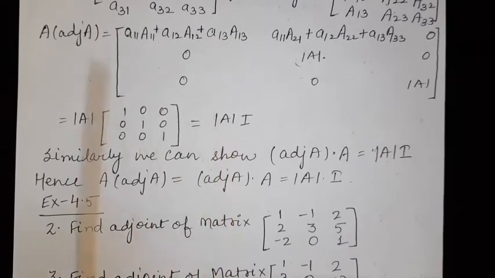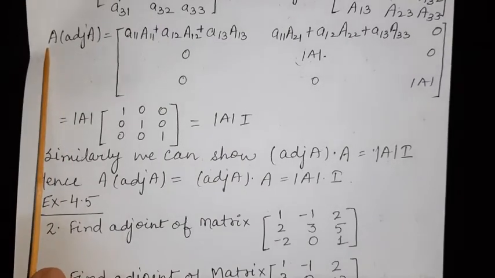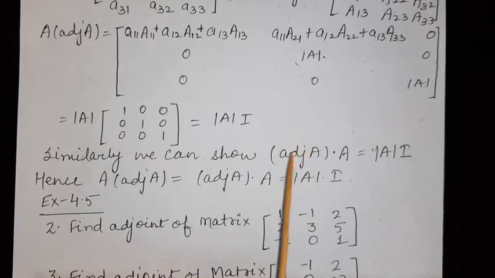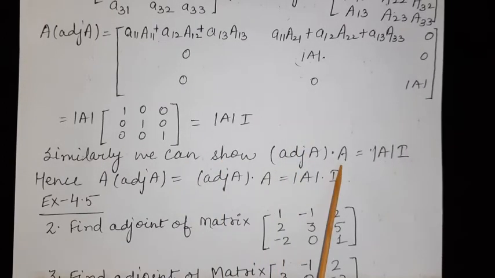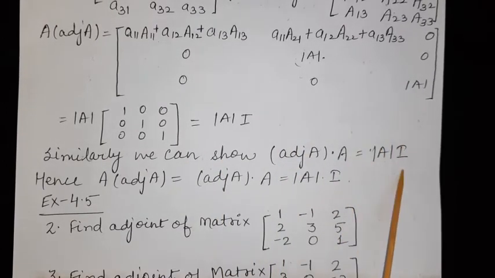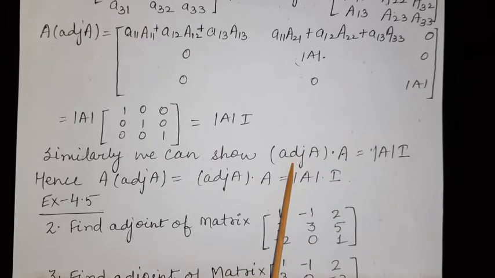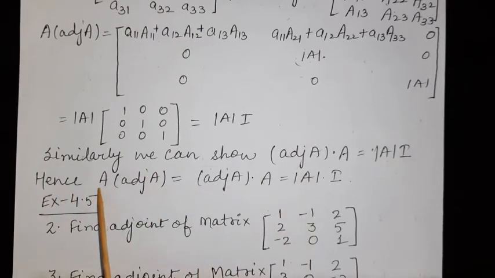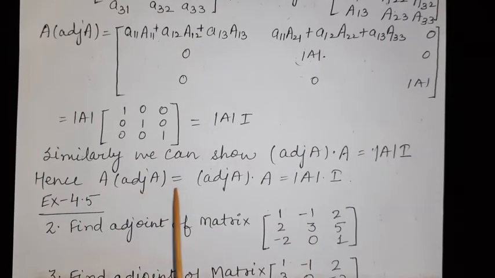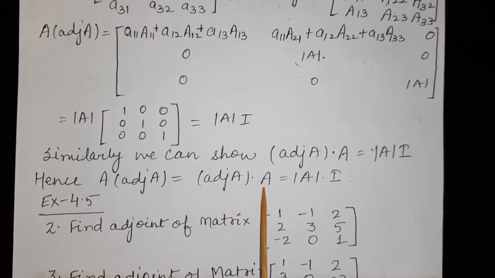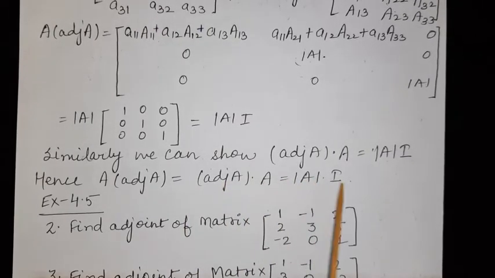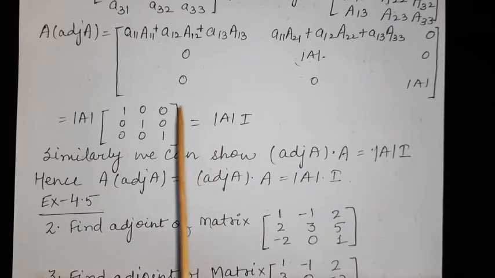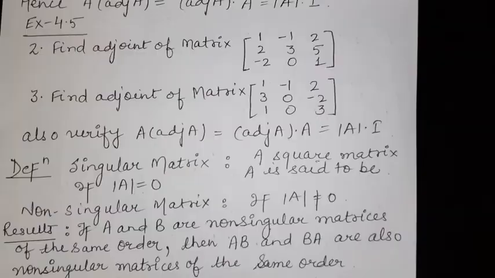The way we have checked A with its multiplication with adjoint A, similarly you can also check when we apply adjoint of A with A, and you will get the same result. So let's combine these two now. Combining this one with the previous one, you get the complete result, that is A into adjoint of A is equal to adjoint of A into A, which is equal to determinant of A into I. This is a very important result. You have to recall this result and you should also be familiar with the proof.